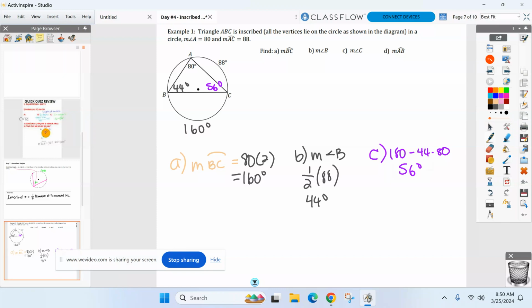And then part D, what's the measure of arc AB? We are going to have to use a circle fact here, but you could use a couple of circle facts that you know of to get arc AB.